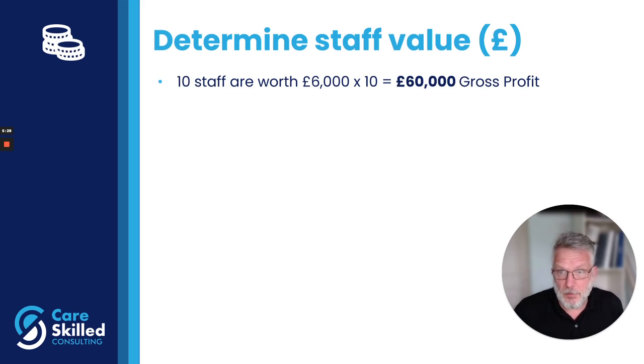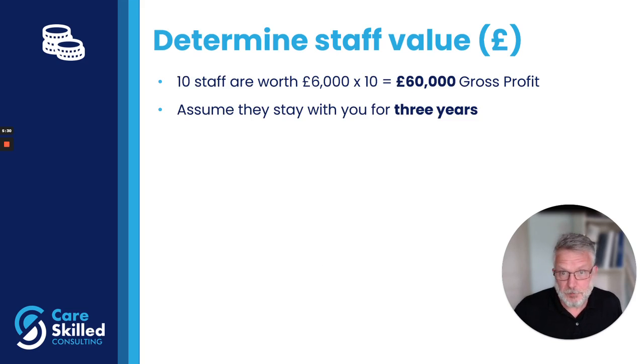So we said that 10 staff are worth £60,000. And I assume that they then stay with you for 3 years. Now, some staff may last a year, some might be with you for 10 years. So you've got to pick a figure where you've got a target and say, right, okay, I want each member of staff to stay at least 3 years. If they stay 3 years and they leave after that, I've had my value out of them. So we're just picking 3 years in this case.